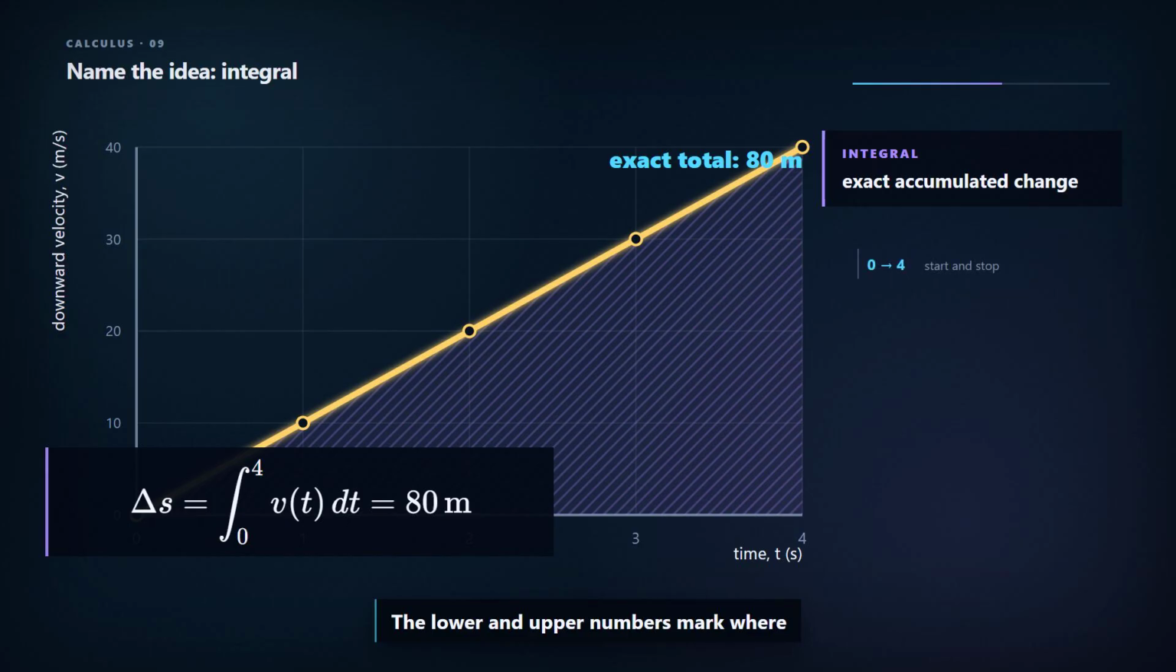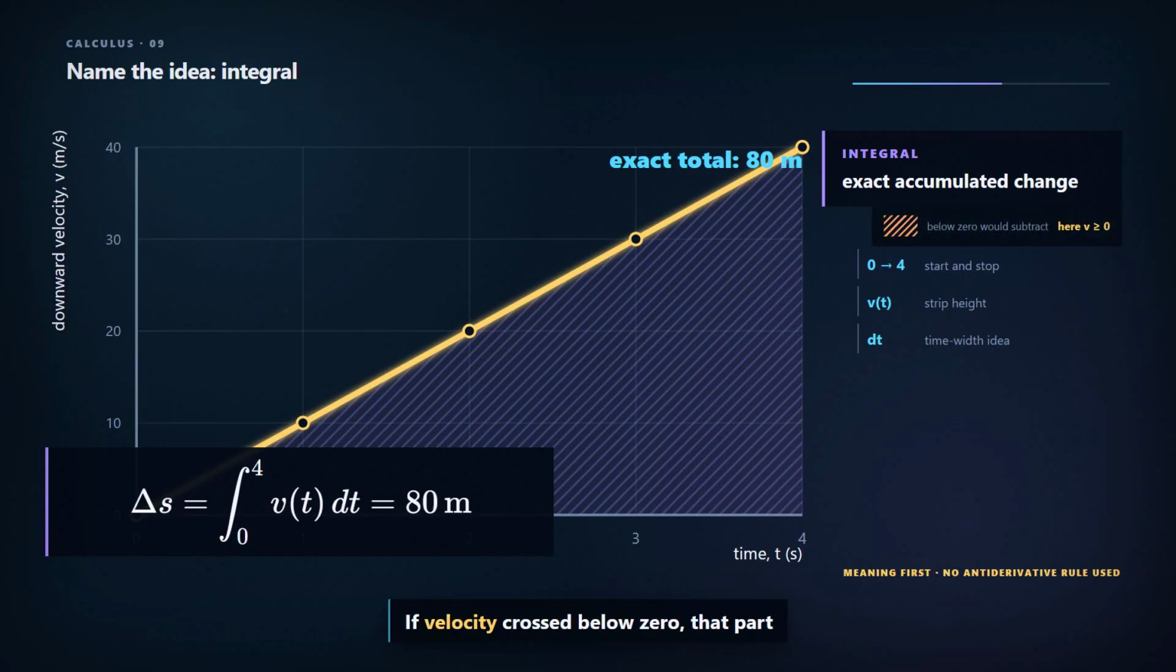The lower and upper numbers mark where accumulation starts and stops. The function v gives each strip's height. The dt remembers the time-width idea. We have not used an antiderivative rule. We have built what the symbol means. If velocity crossed below 0, that part would subtract from displacement. In this fall, downward velocity stays positive.